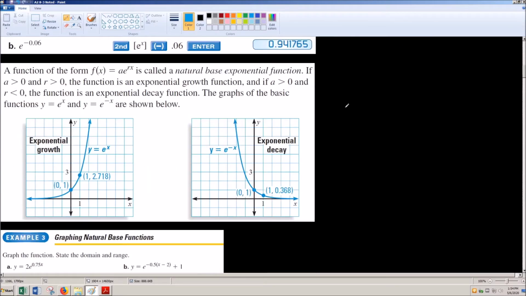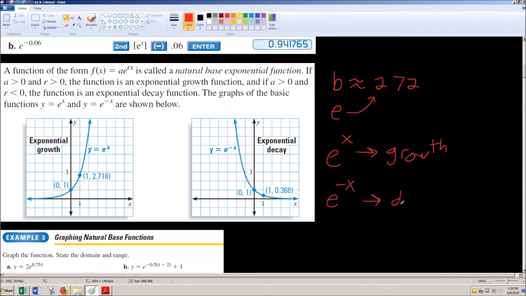Looking at our exponential growth and decay, E is a number bigger than 1. So the only big takeaway that I have for anything different than we did in the past 2 days is that my B value here is approximately 2.72. That's it, right? When I'm using E, that's all this is. If I've got E to the X, that's going to give me growth. And if I have E to the negative X, that's going to give me decay.